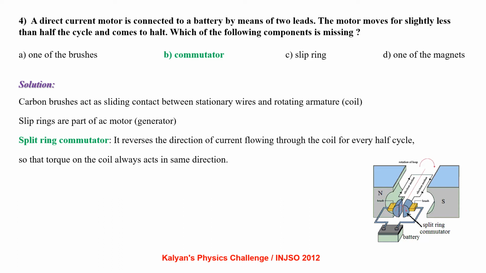See the diagram of a motor. Carbon brushes act as a sliding contact between the stationary wires and rotating armature. So slip rings are part of AC motor or generator. Split ring commutator reverses the direction of current flowing through the coil for every half cycle, so that the torque on the coil acts always in the same direction. So in this case, since the coil comes to halt after traveling half cycle, the commutator is missing.